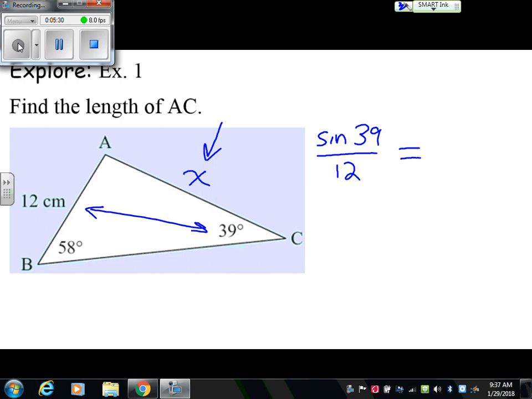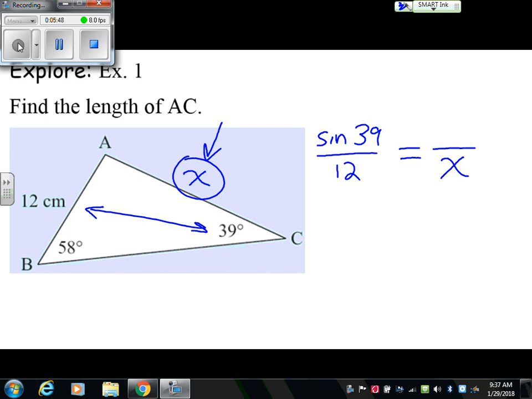So now I need to set this equal to something. I ask myself, what am I trying to find? Well, I'm trying to find x. Is x an angle or is it a side? Well, it's a side. It's side AC. So that needs to go in the bottom of my equation since I put the sines up top already.